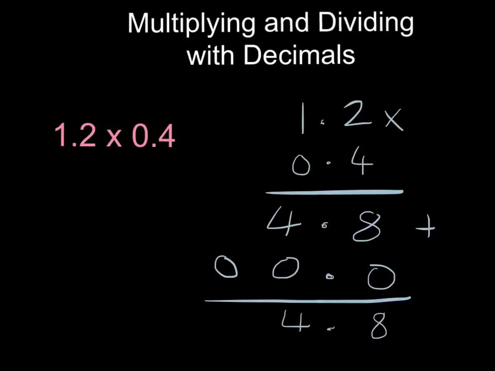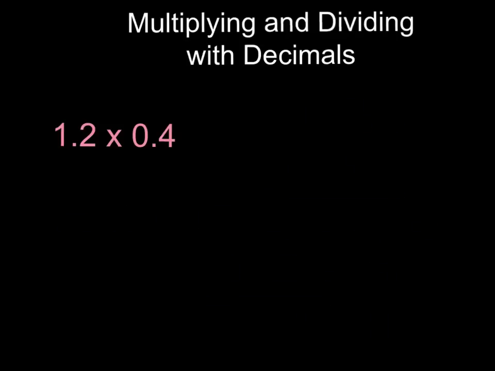But if you type 1.2 times 0.4 into a calculator, you get an answer of 0.48, which is actually the correct answer. So something has gone wrong. So let's get rid of all of this and show you how to do it properly.